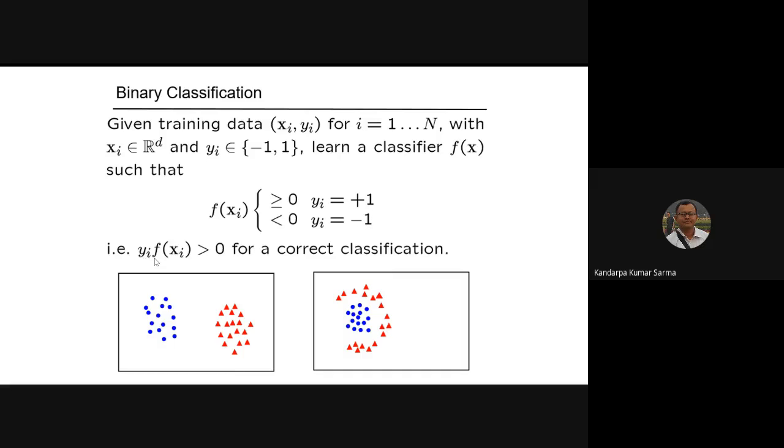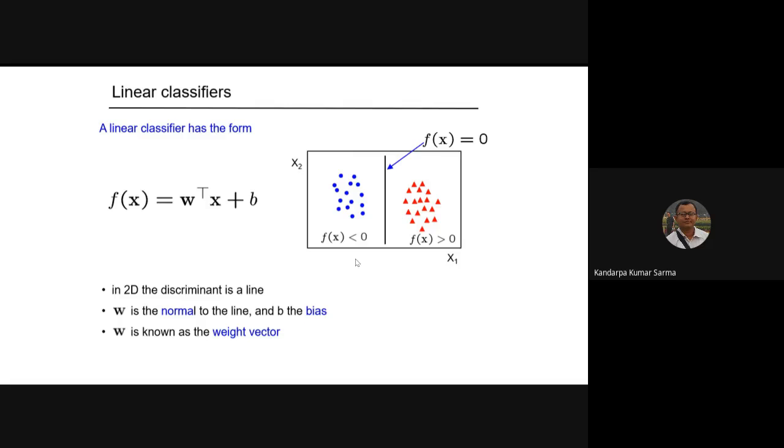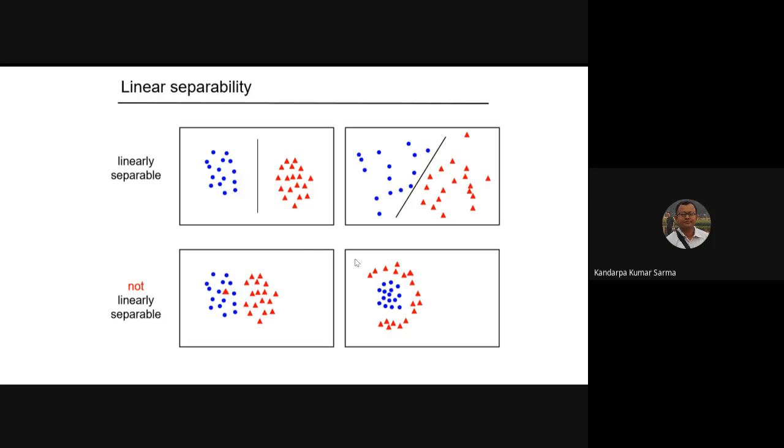So yi, when combined with small f of xi taking a value greater than 0 for a correct classification, will group the blue dots and the red triangles, something like this. So this is a depiction of the binary classification. We can also find linear separability. So this is a depiction of linear separability. We have talked about that beforehand, and this part is not linearly separable.